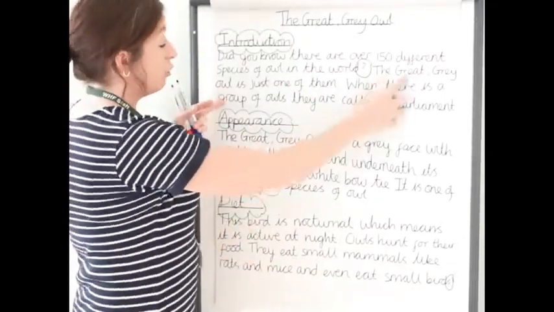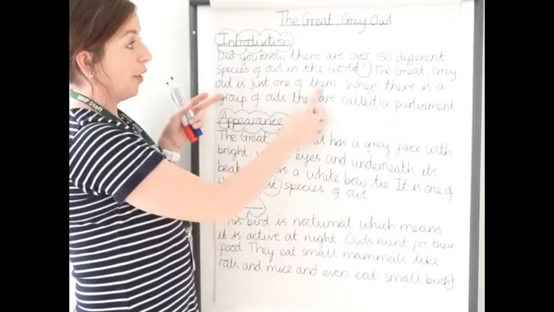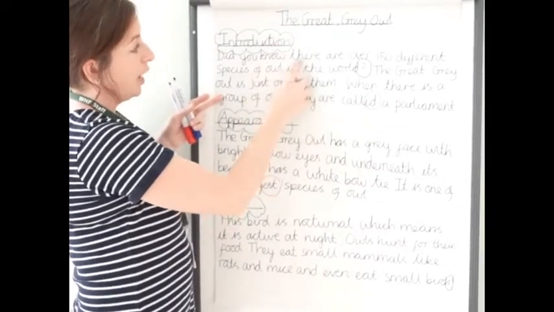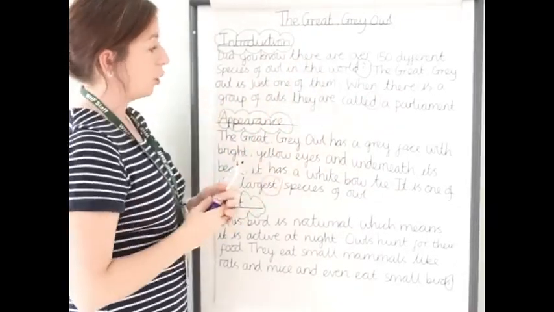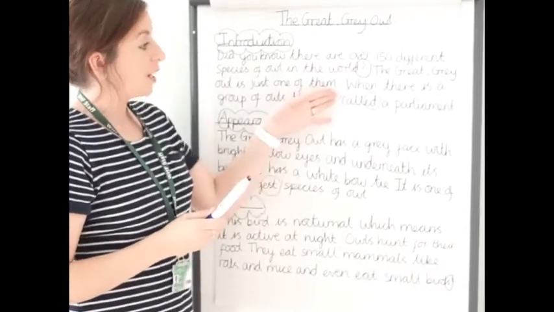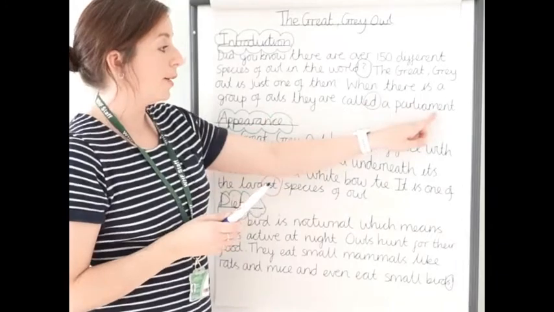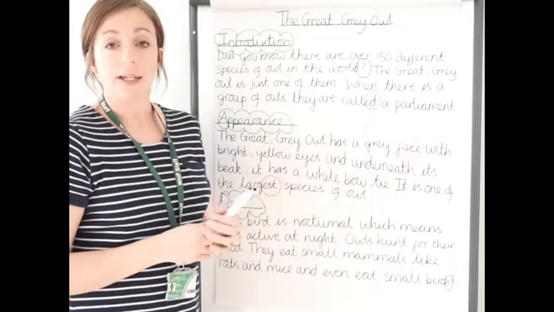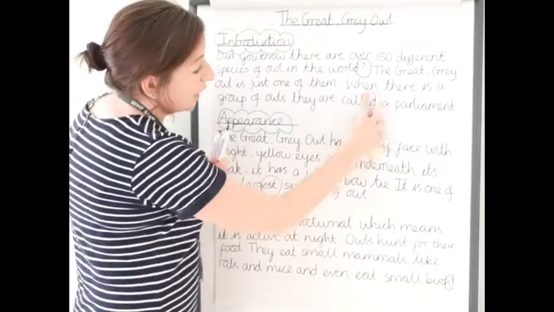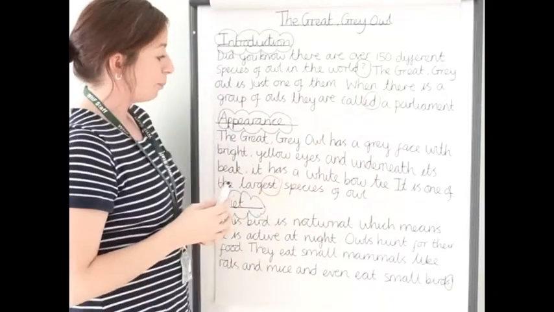I've then said the great grey owl is just one of them. So I've said about owls generally, and then I've introduced what I'm going to talk about. Then there's just a fact for them. When there is a group of owls, they are called a parliament. And your key learning focus this week is suffixes. You can see I've got an ed suffix there.